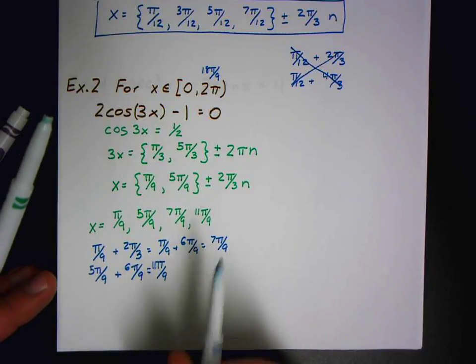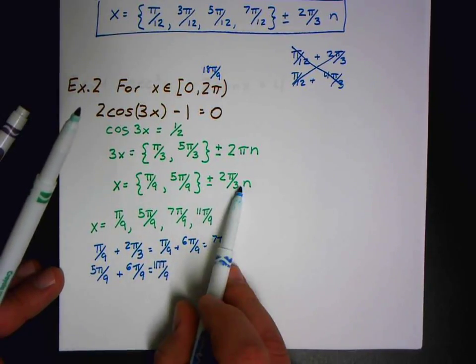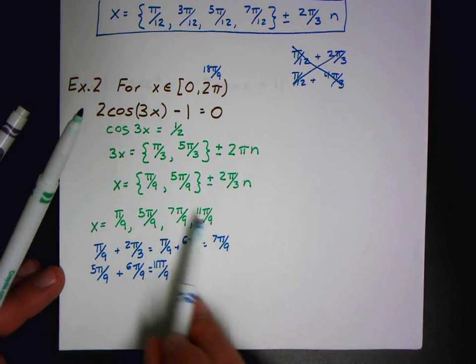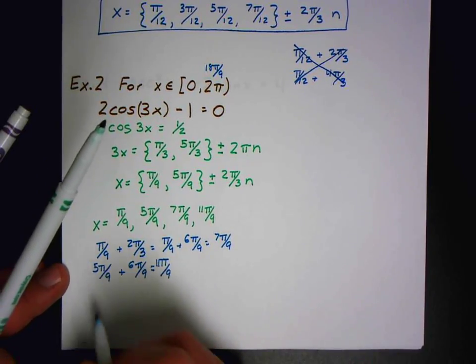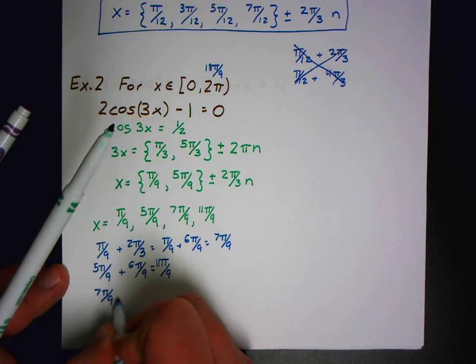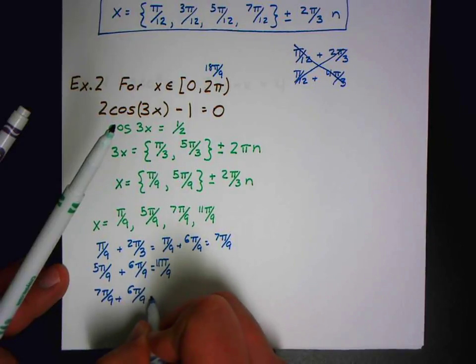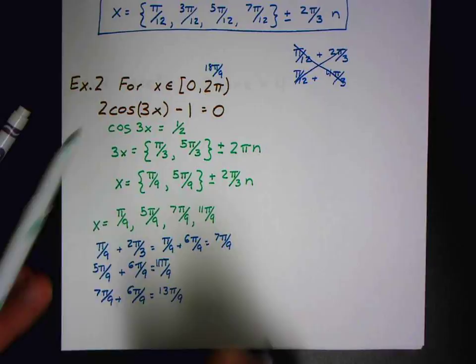Okay, now I can go all the way back here and add on 2 of these, or since I've already added on once, I can just take this answer and add on another one. That would be the same thing, right? So I could take 7 pi over 9 and add on another one. So 13 pi over 9, that's still smaller than 2 pi. So that's yet another solution.